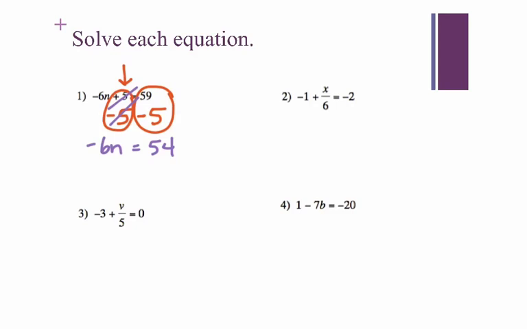At this point, it becomes a one-step equation. That's why it's called a two-step equation. First we do one step, and then we result in a one-step equation. So 2 steps total. Right now I have negative 6 times n. What is the inverse of multiplying by negative 6? Dividing by negative 6. So I have to divide both sides by negative 6. And I result in n is equal to negative 9.